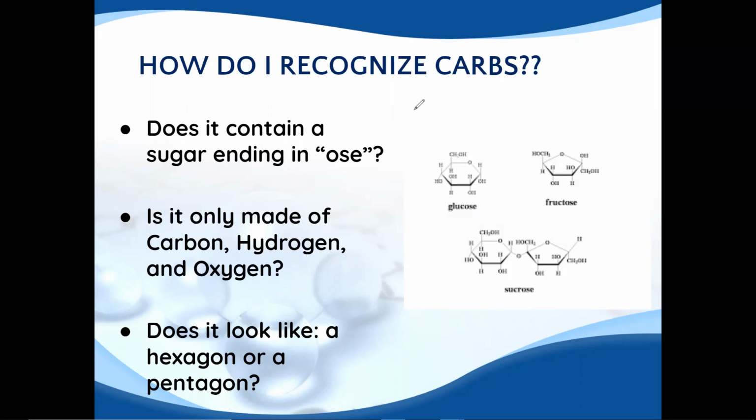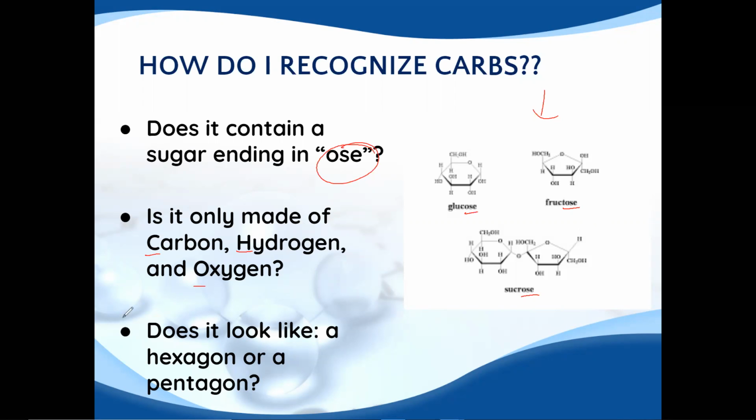If I give you the name of it, you better be looking for that O-S-E ending. And if it has an O-S-E ending, you're looking at a sugar. Look at that: glucose, fructose, sucrose, all O-S-E. Is that thing only made up of carbon, hydrogen, and oxygen? Looking at these pictures over here, I'm only seeing C's, O's, and H's. That means I'm probably looking at a sugar.